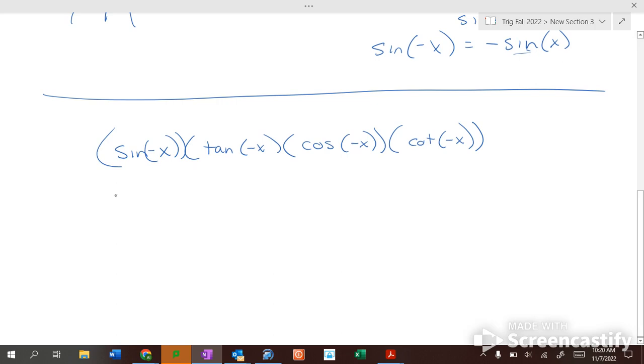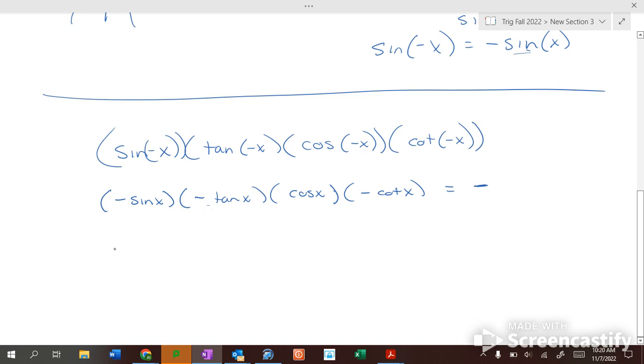So what's the sine of negative x? Negative sine of x. What's the tangent of negative x? Negative tangent of x. What's the cosine of negative x? Positive cosine of x. And what's the cotangent of negative x? Negative cotangent of x. So we have a negative times a negative times a positive times a negative. If I have three negative signs, what's my final answer going to come out to be? A negative. It's going to be a negative.